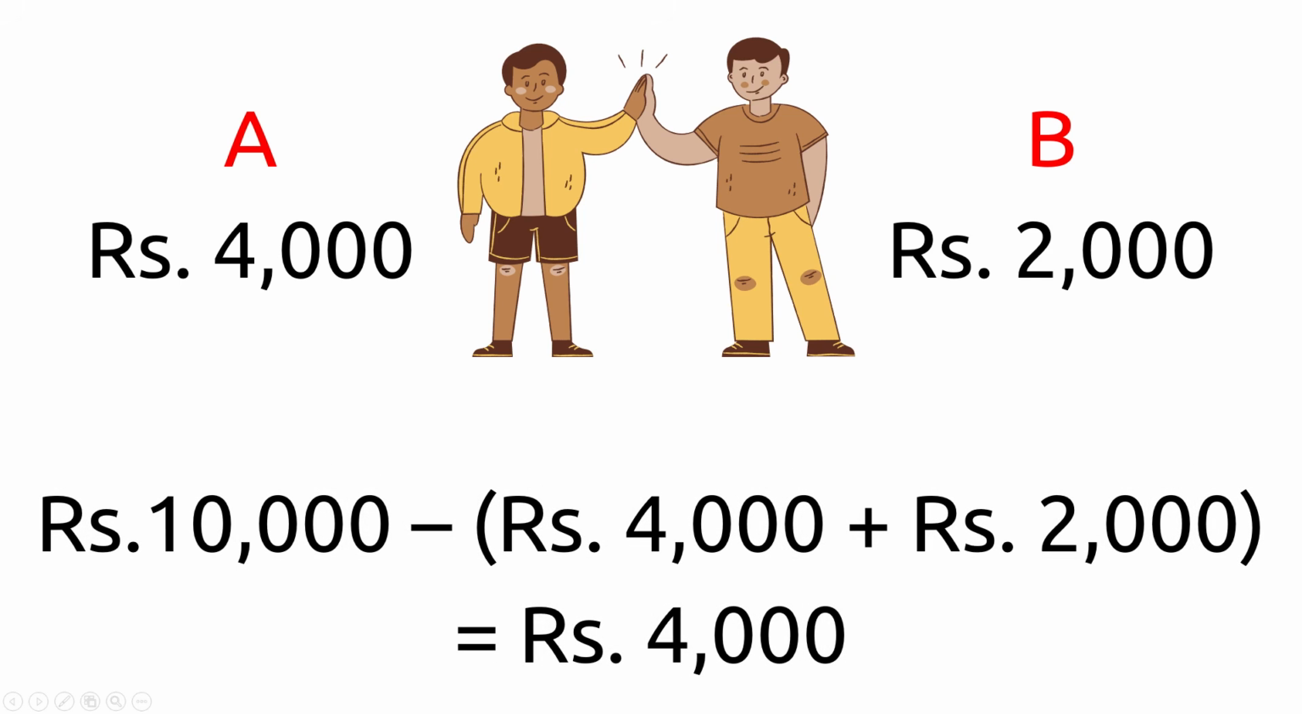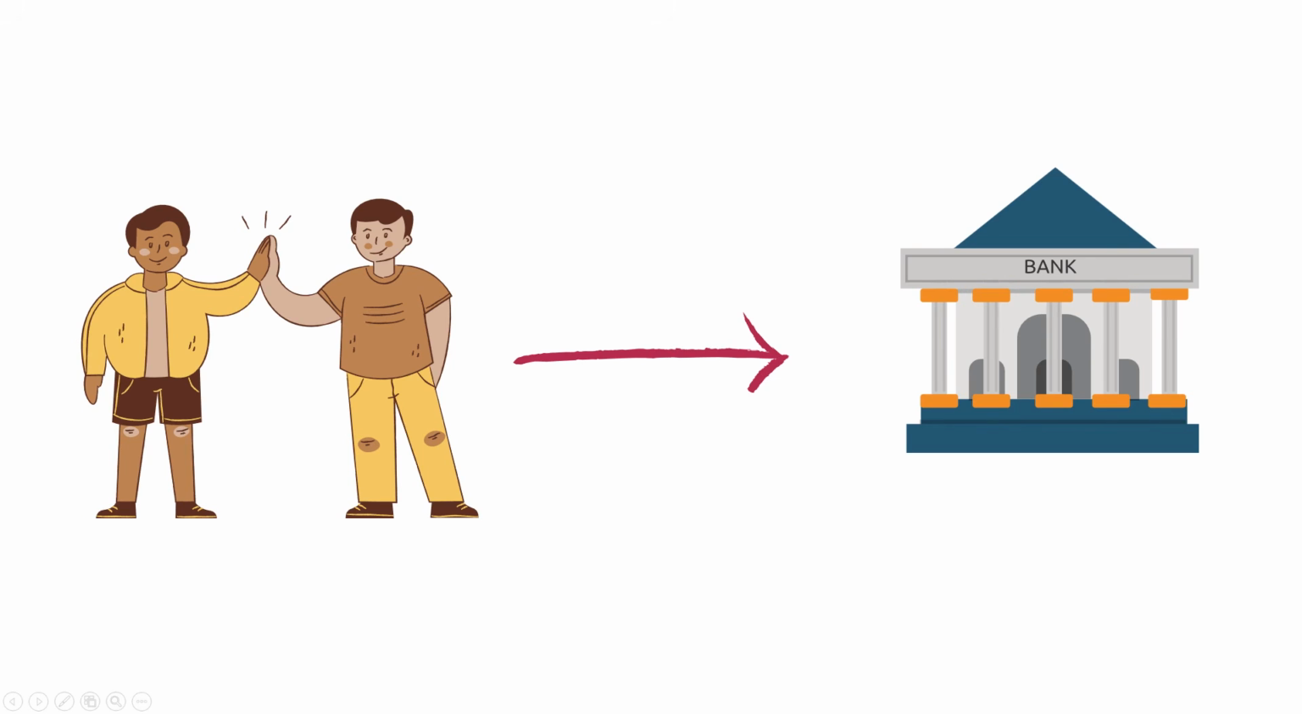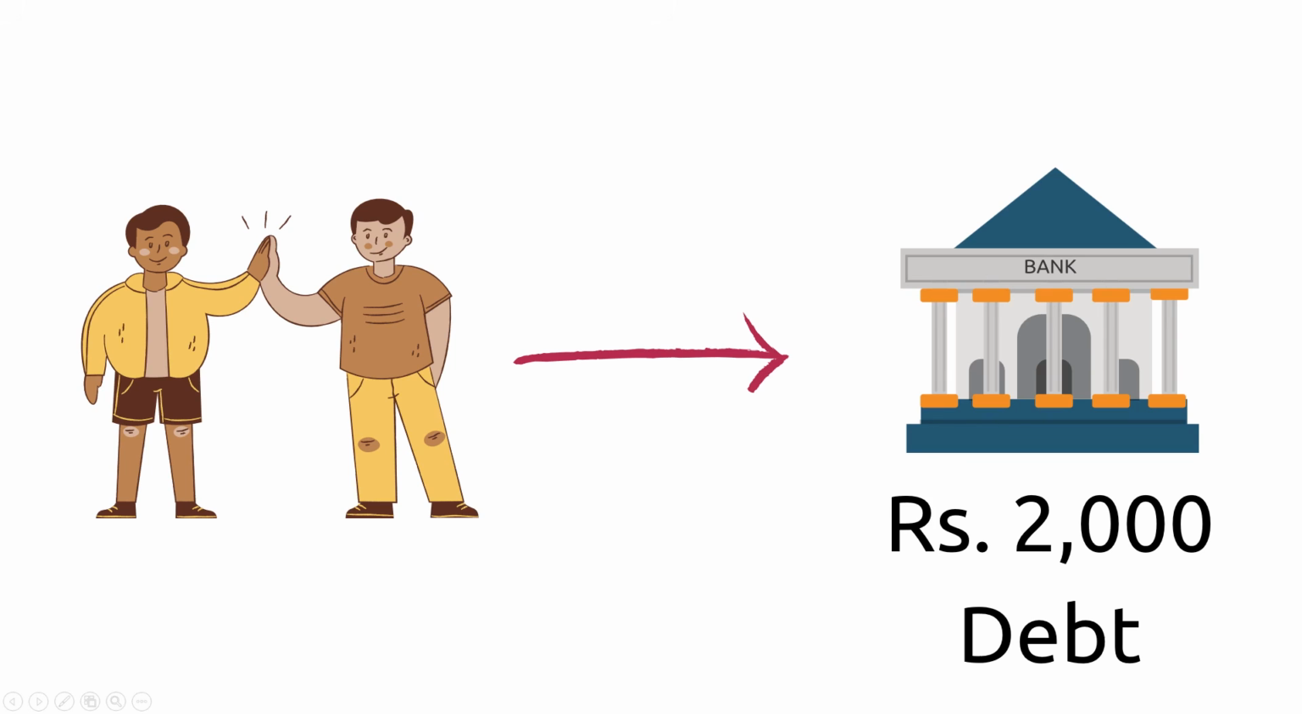Totally, they have 6,000 rupees. They still need 4,000 rupees more. They go to a bank, and the bank offers a maximum of 2,000 rupees at a certain interest rate. They take that loan, but they still need another 2,000 rupees.